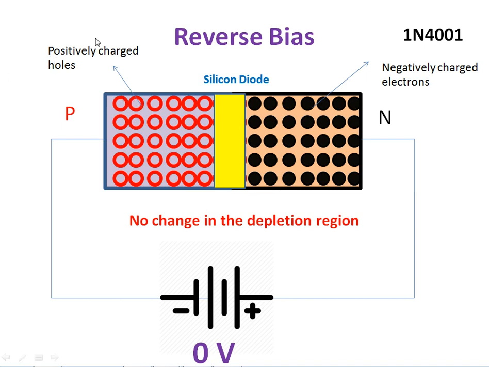In the P-type, the majority carriers are holes. In the N-type, the majority carriers are electrons. Consider a 1N4001 diode. So here we are applying 0 volt, so there is no change in the depletion region.